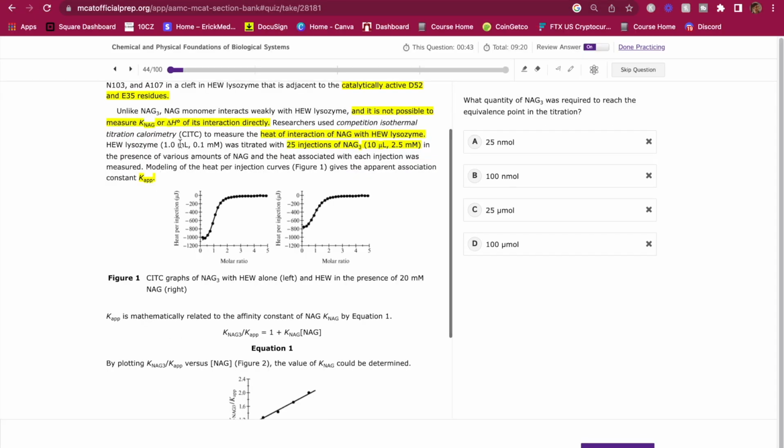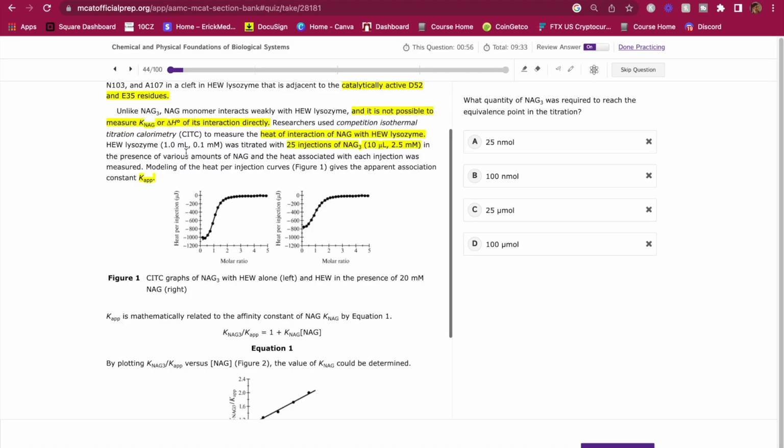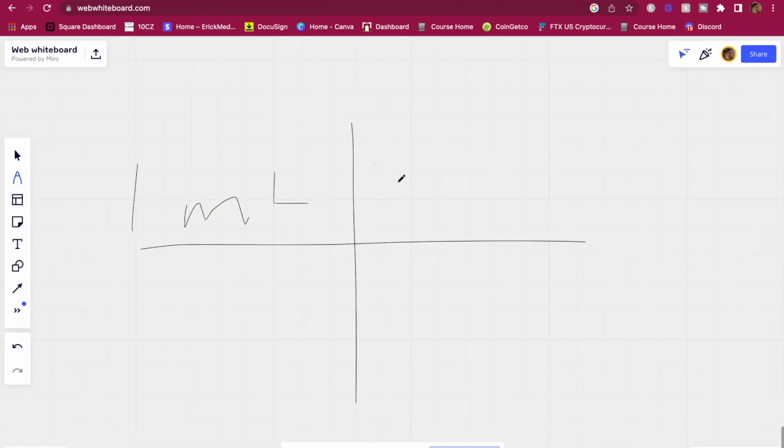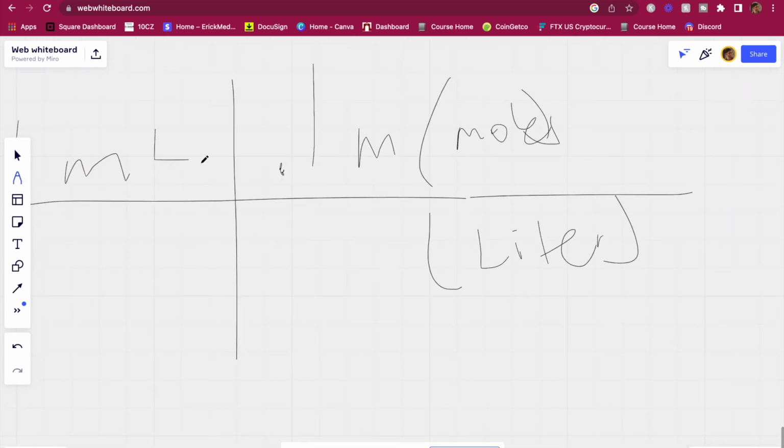Hue lysozyme, they had 1 milliliter of a 0.1 millimolarity solution. I like to write it out like this first. So 0.1 millimolarity solution. And I don't like to write M for molarity. Instead, in parentheses, I like to write moles per liter. I like to write the units out, and then I can see what cancels with what.